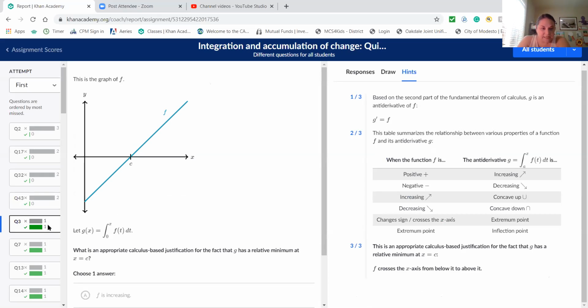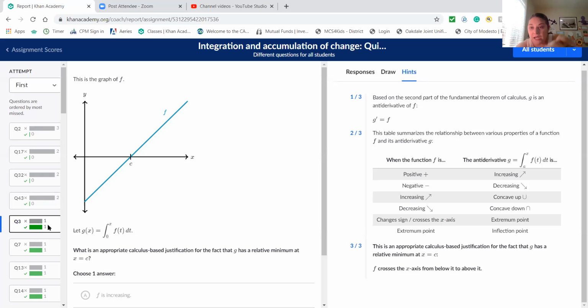So the next question has a graph of f, and then you have the integral defined as the g function is the integral starting at 0 to x. What's an appropriate calculus-based justification for the fact that g must have a relative minimum? In order for g to have a relative minimum, the derivative must change from negative to positive. So g is the function. The derivative of g is f, because the derivative of an antiderivative is just kind of inverse itself.